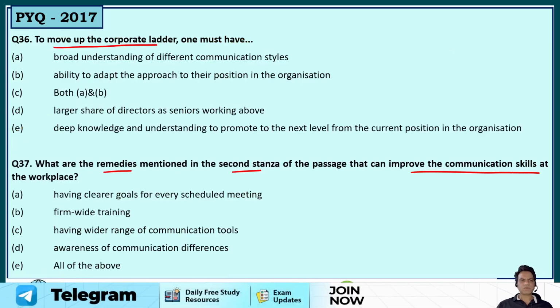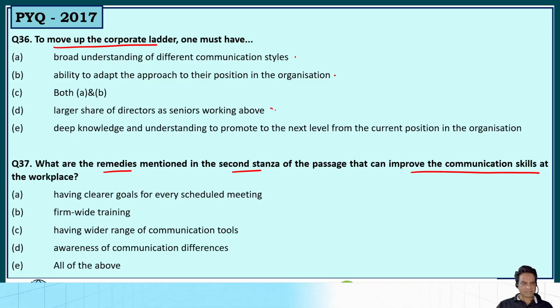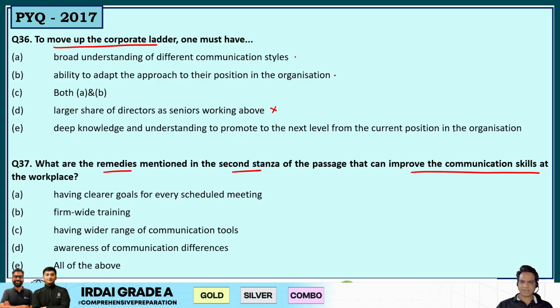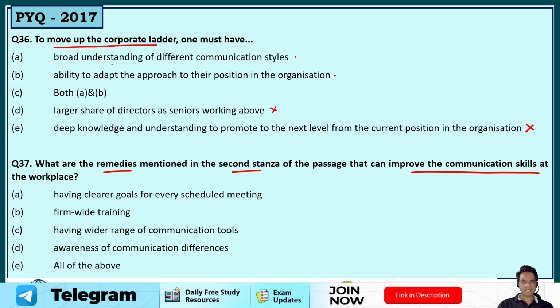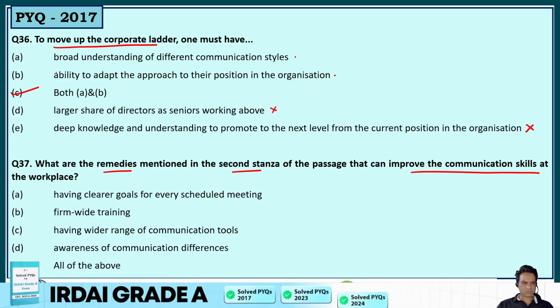Next question is, to move up the corporate ladder, one must have a broad understanding of different communication styles and the ability to adapt their approach to their position in the organization. Both A and B. Yes. A large share of directors as seniors working above? No. Deep knowledge and understanding to promote to the next level from the current position? No, guys. So both A and B were correct: broad understanding of different communication styles and ability to adapt their approach to their position in the organization. So option C is the correct choice.